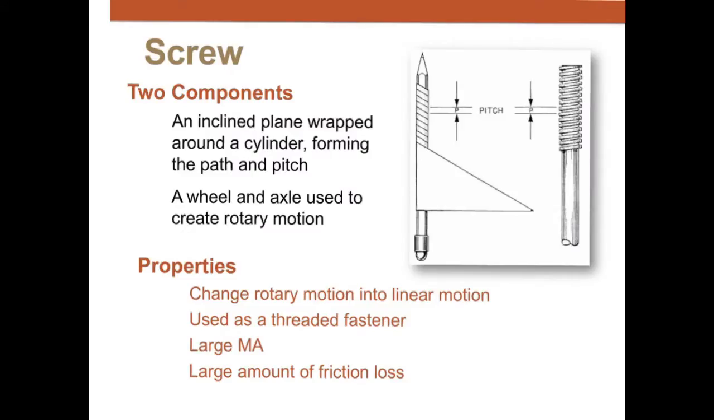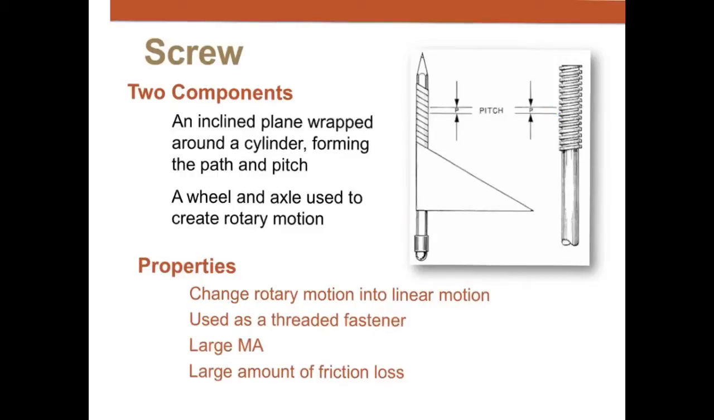A screw is just an inclined plane that's wrapped around a cylinder. See, here's a good example that you can see this inclined plane, if it was wrapped around, what it would look like as a screw. The distance between the two threads here is called the pitch.